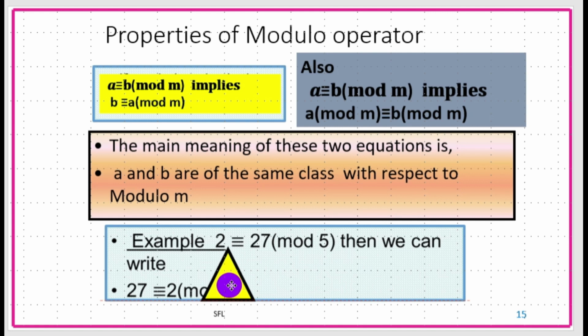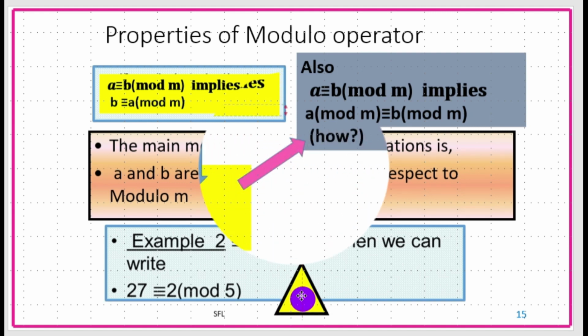Example: 2 congruent to 27 mod 5. Then we can write 27 congruent to 2 mod 5. Here, numerically 2 and 27 are not equal. These numbers are equivalent in terms of the remainder they give on division by 5. Numerically, they are not equal.